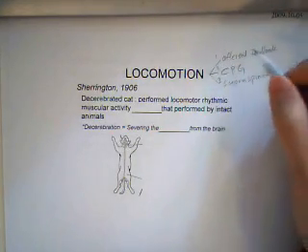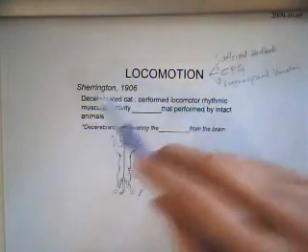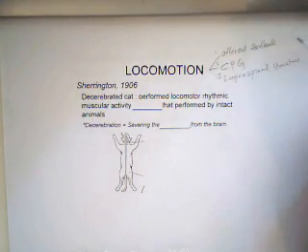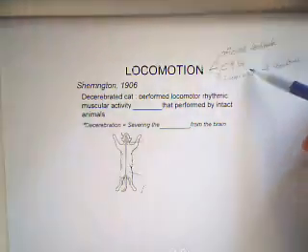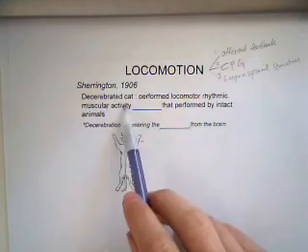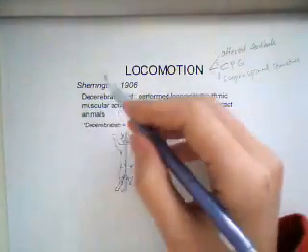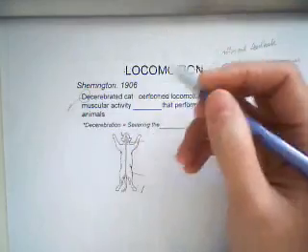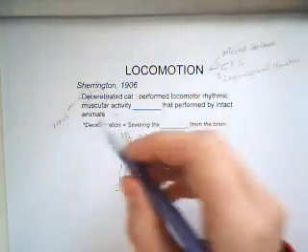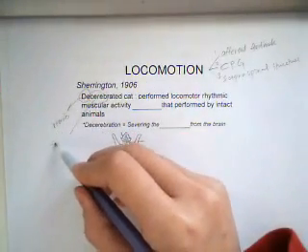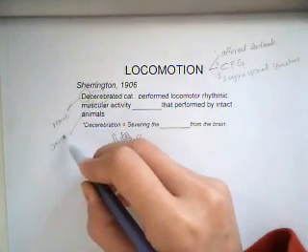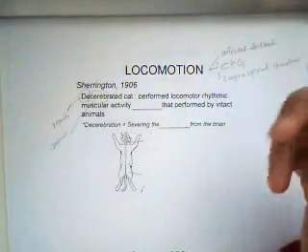So what is CPG? Well, Sherrington in 1906 was able to identify this CPG pattern by looking at a decerebrated cat. What is a decerebrated cat? De means removing the cerebrum, which is our big brain. So removing the cerebrum.